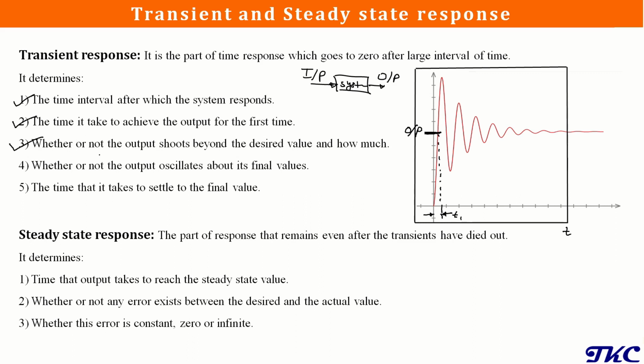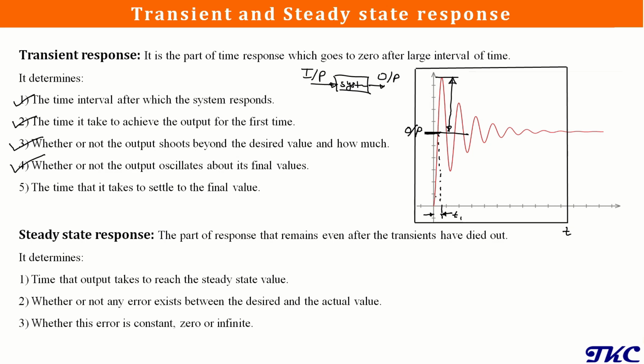Similarly, we can determine whether or not the output shoots beyond the desired value and by how much. From the transient response, we can see how the system achieves the output and whether it shoots above the desired output. Like here, we can see that it goes beyond the desired value. How much it goes beyond the desired value, that also we can extract from the transient response curve. Now the next thing that we can extract from the transient response is whether or not the output oscillates about its final value.